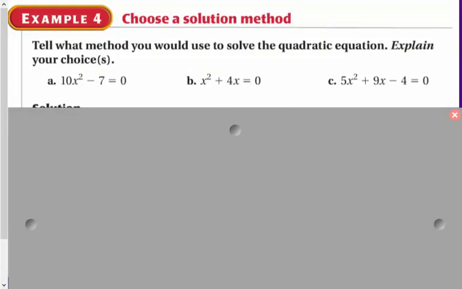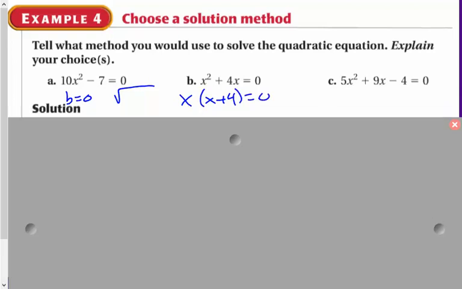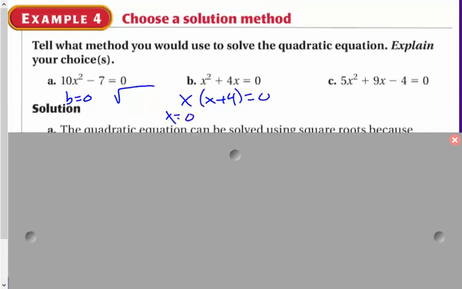So here are some sample problems that you can take a look at and figure out which one you'd actually use. This one here, b equals 0. Use square roots. This one here, you could factor out the GCF. Don't forget about the GCF method, okay? Some of these are really quick. X equals 0, x equals -4. So if you can use those other techniques, it's going to be much quicker than the formula.